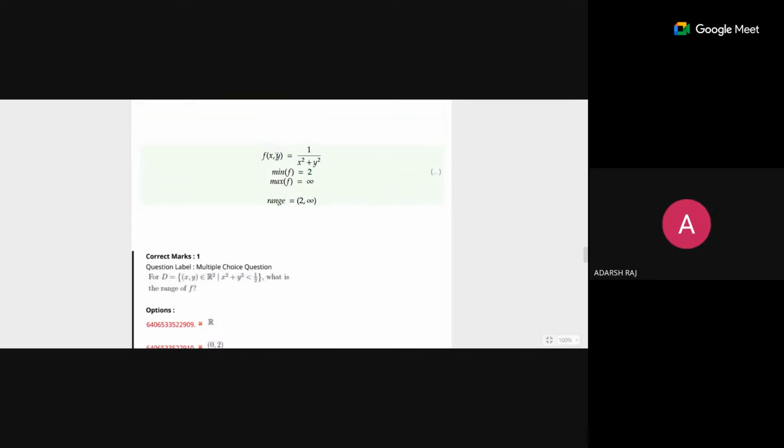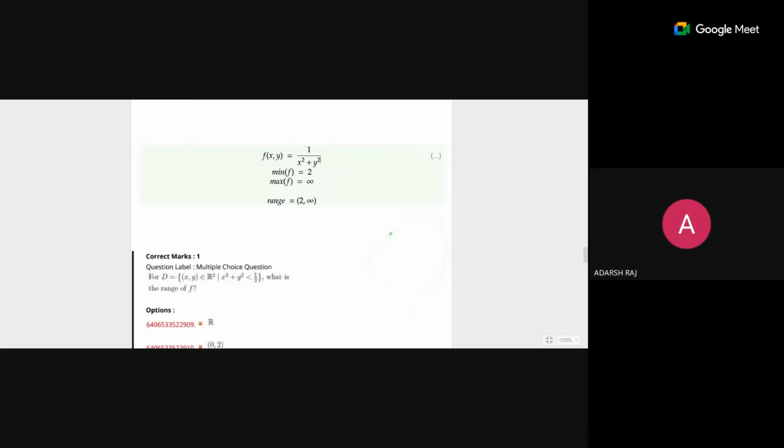So this is our function, right? For finding the minimum value, we are finding the range. So this is our domain: x square plus y square is less than 1 by 2. This is the equation of a circle with radius 1 by root 2, and the domain takes all the points inside this circle, but not on the boundary of the circle.